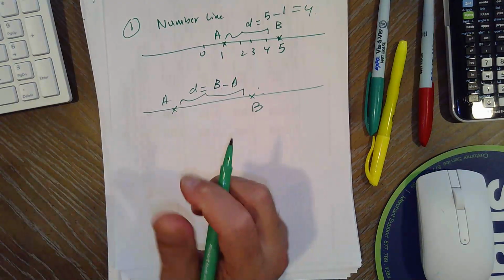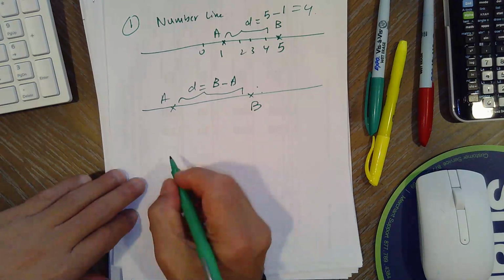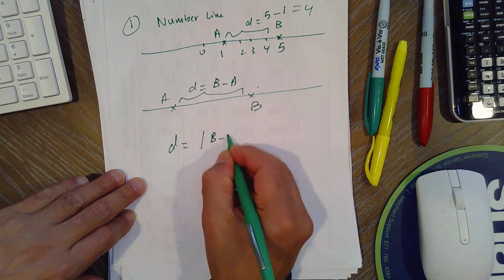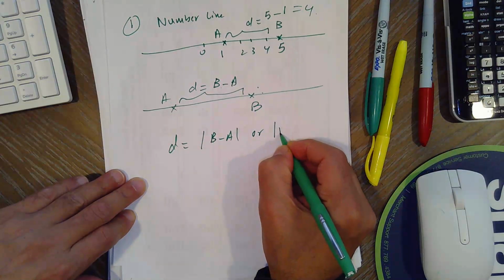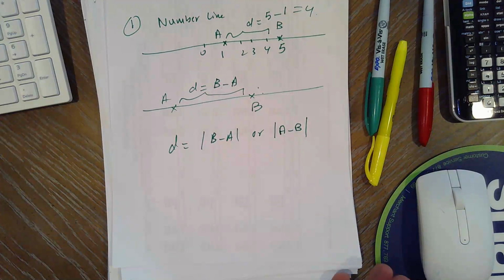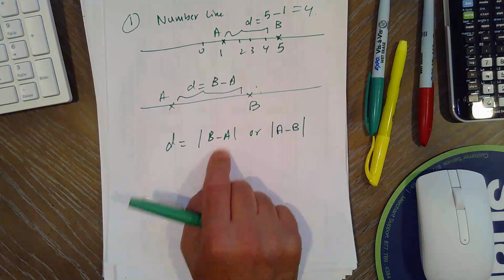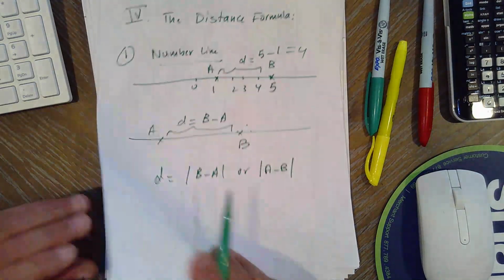Now if I say find the distance between A and B without giving their positions, then you use absolute value to make sure that the distance is positive. The distance would be the absolute value of B minus A, or the absolute value of A minus B. If I don't specify their location, you want to make sure that the distance is positive because you don't know whether B is bigger or A is bigger. Okay, that's if we're dealing with the number line.